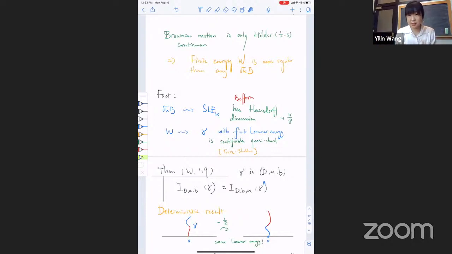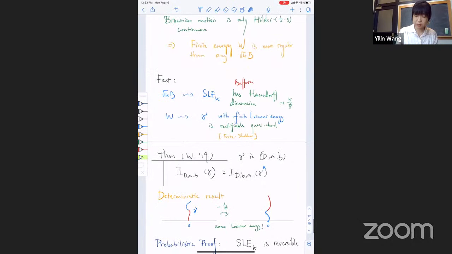This is something heuristic, and I don't have any way to really make this idea precise. But we will be looking at, if you know something about SLE, what you can say about curves with finite Loewner energy. It poses an interesting question: if you know something about Loewner energy, can you say something about SLE? Coming back to that. And I don't know that.